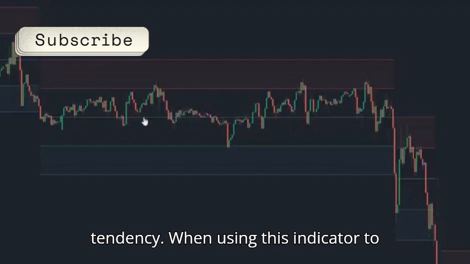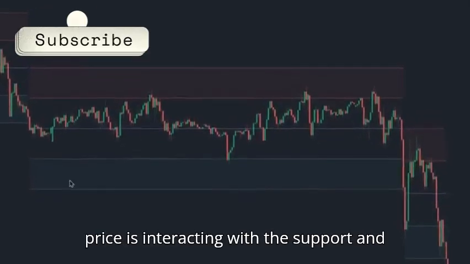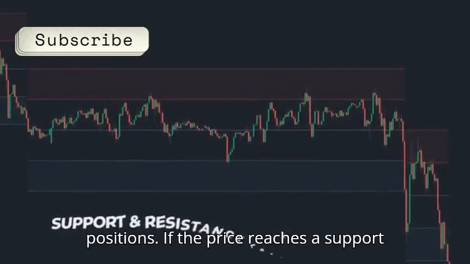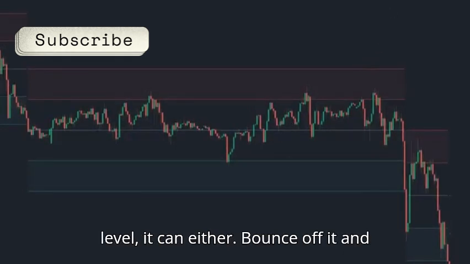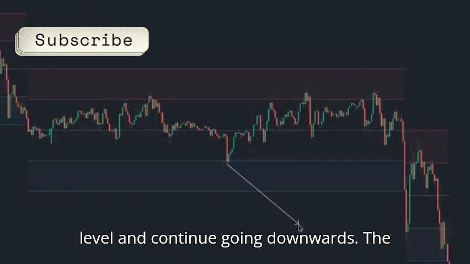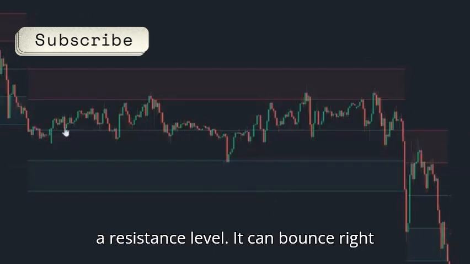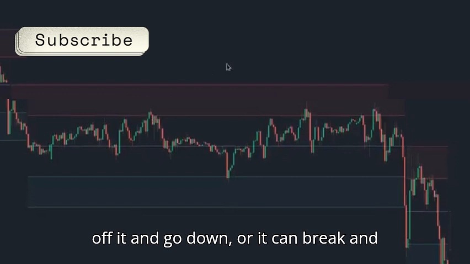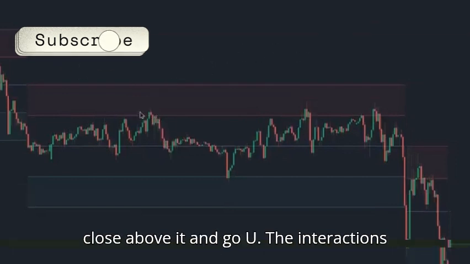When using this indicator to trade, you just take a look at how the price is interacting with the support and resistance levels, and then you take your positions. If the price reaches a support level, it can either bounce off it and go upwards, or it can break below the level and continue going downwards. The same thing applies when the price reaches a resistance level. It can bounce right off it and go down, or it can break and close above it and go up.